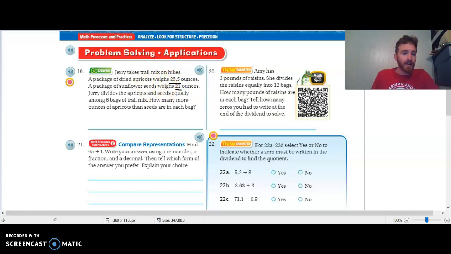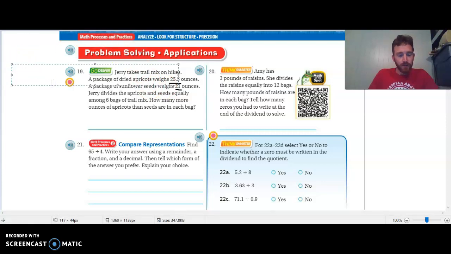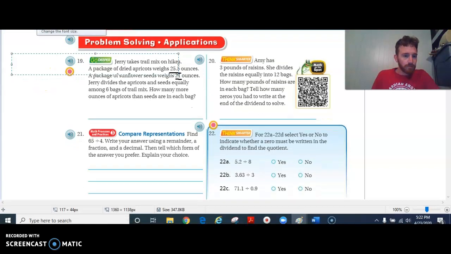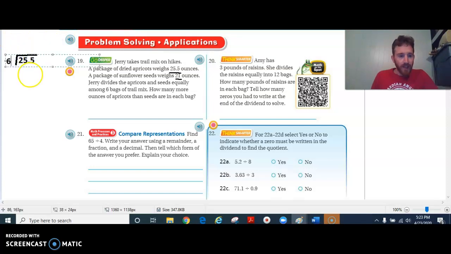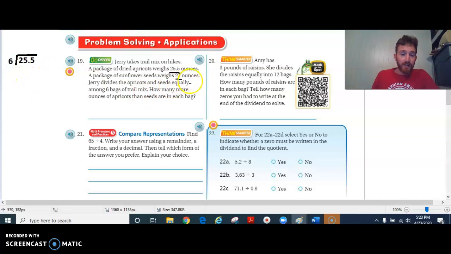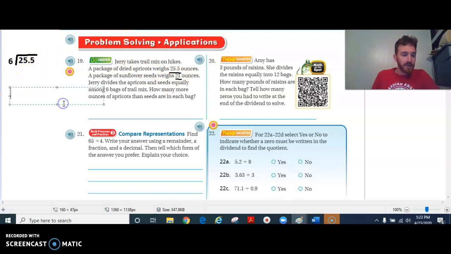So the apricots are 25 and 5/10. Oh, that's pretty big. We're going to do 25 and 5/10. We're going to divide that by 6 bags. Do that. That'll tell us how many ounces of apricots there are. And then the other thing we need to do is find out how many ounces of sunflower seeds. So that's 21 ounces. What we need to do there is 21 divided by 6. Set that up.